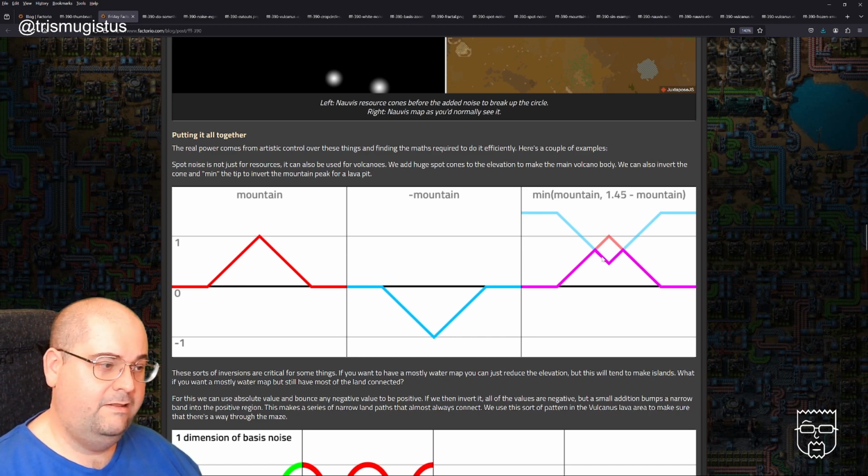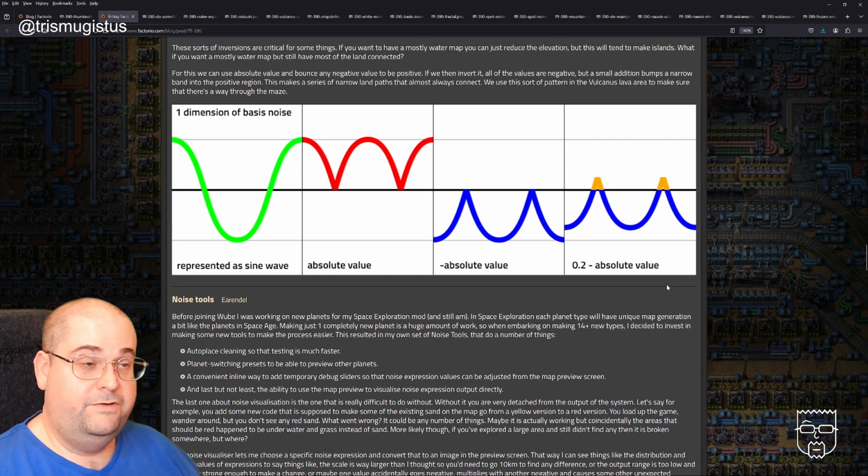Because if you think about it, this height value here is the same as this height value here, but it's not going to put lava there, and it is going to put lava there. So there must be some other function that's running to basically decide that is lava rather than another. These sorts of inversions are critical for some things.